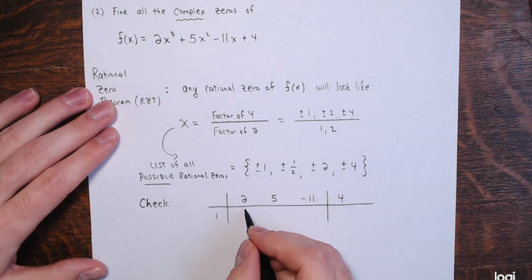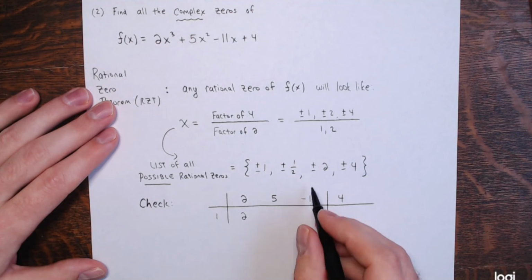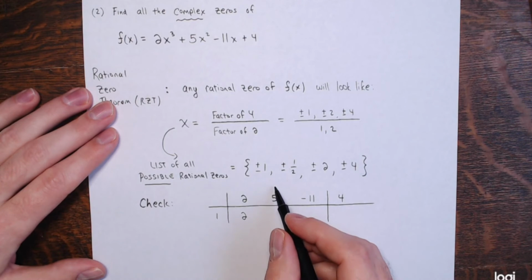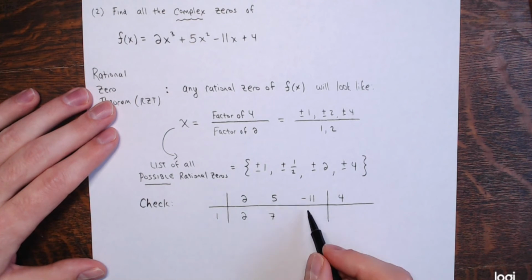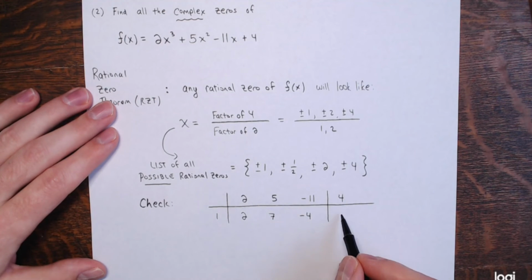Remember how synthetic division goes. You drop down the lead coefficient, then you multiply, add, all the way to the end. 1 times 2 is 2, 2 plus 5 is 7. 1 times 7 is 7, plus negative 11 is negative 4. 1 times negative 4 is negative 4, plus 4 is 0, right?